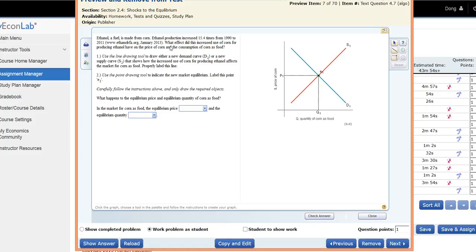What about demand? It doesn't say anything about the demand for corn as a food. Remember, here we are talking about the quantity of corn as food, because if you look at the horizontal axis here, it's quantity of corn as food. So the demand here actually doesn't change. So only the supply decreased. So graphically speaking, the new supply should shift to the left compared with S1. So just draw this line like this.